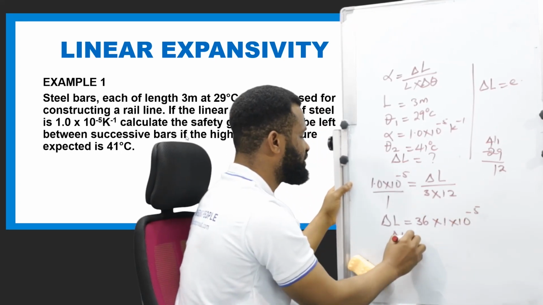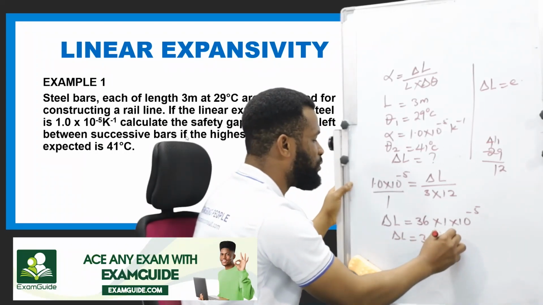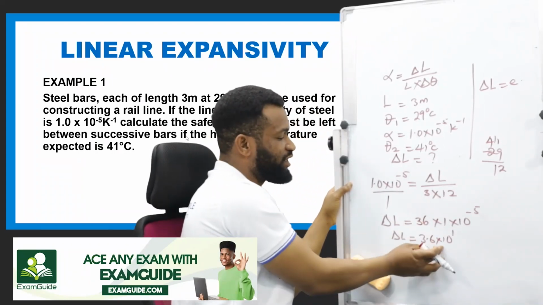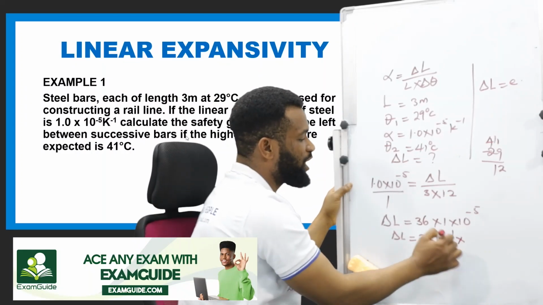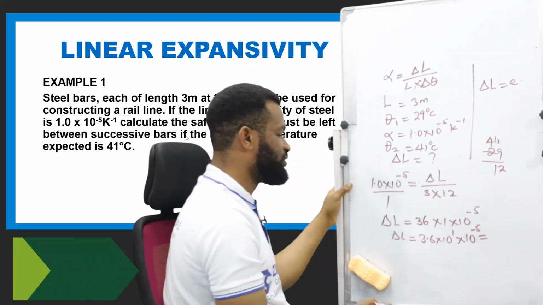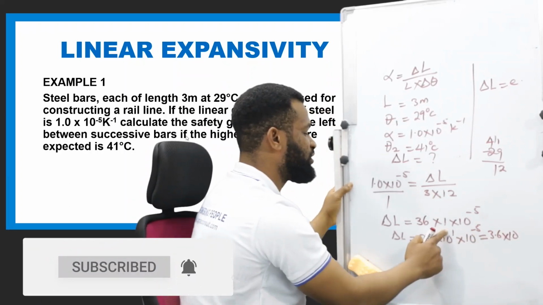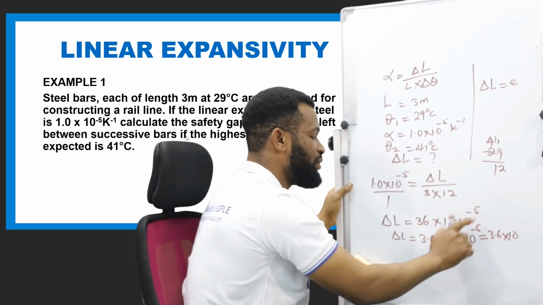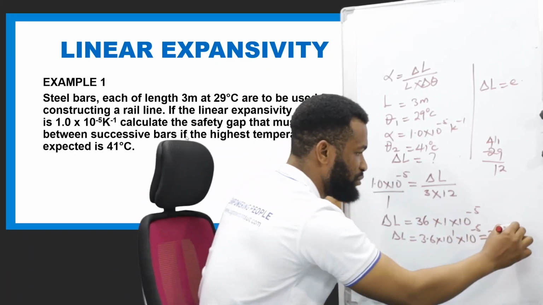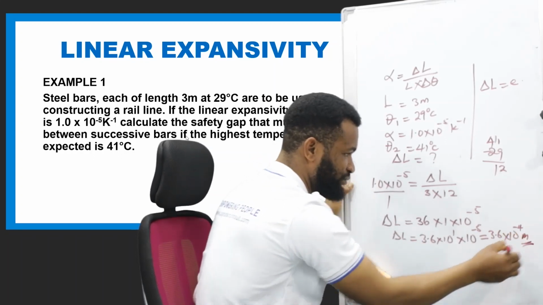So change in length is going to be 3.6 times 10 raised to the power 1. I am writing this 36 in standard form. Then multiply by 1 is 10 times 10 raised to the power minus 5. And the value is going to be 3.6 times 10 raised to the power minus, that is plus 1 minus 5, which is minus 4, and the answer is in meters.